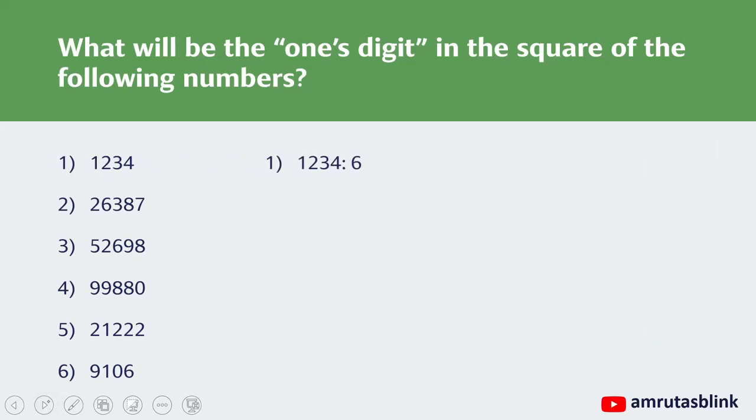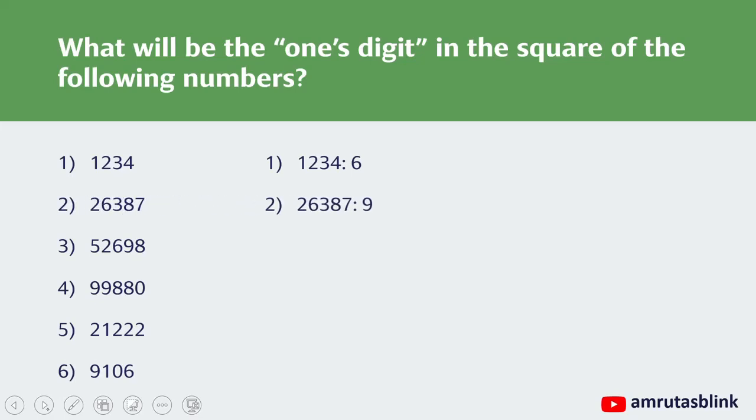Okay. Now 1234, the unit digit of the square of 1234 will be 4 into 4, that is 16, hence the unit digit will be 6. Now 26,387, how to obtain the unit digit? 7 into 7 is 49, hence the unit digit will be 9.